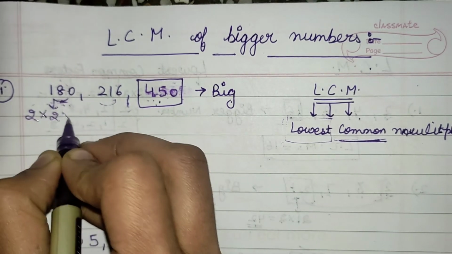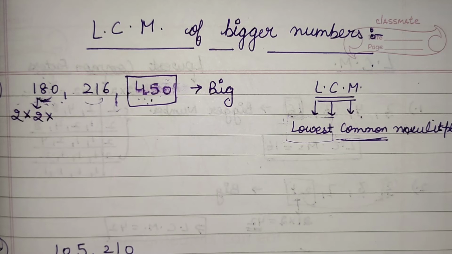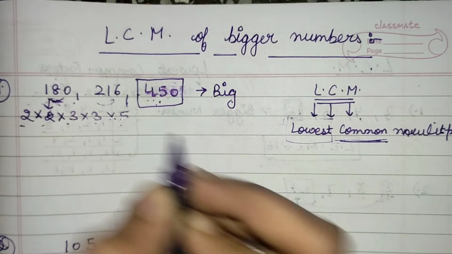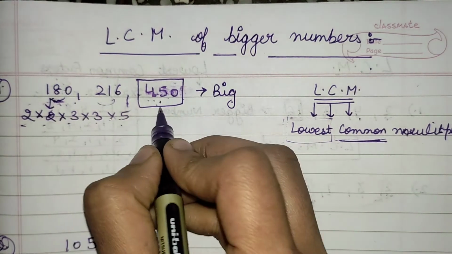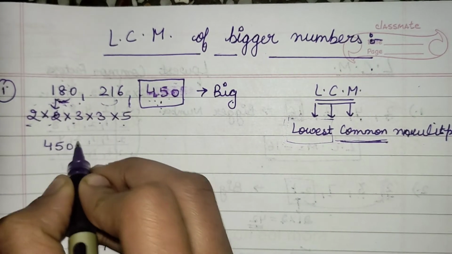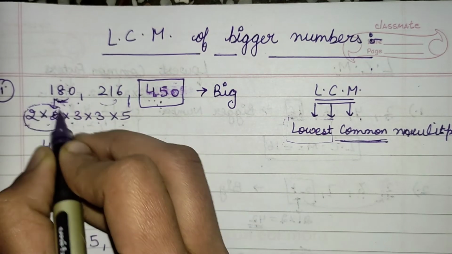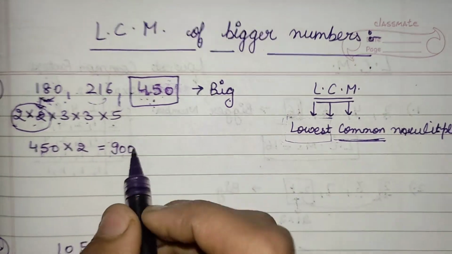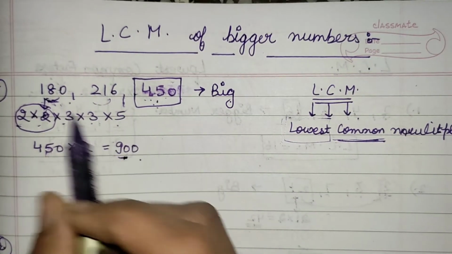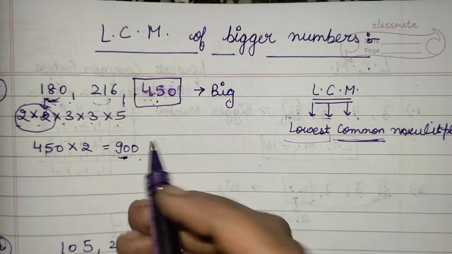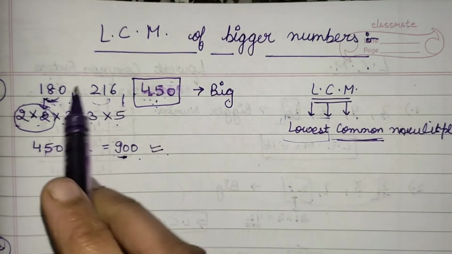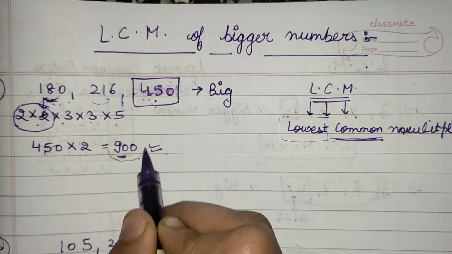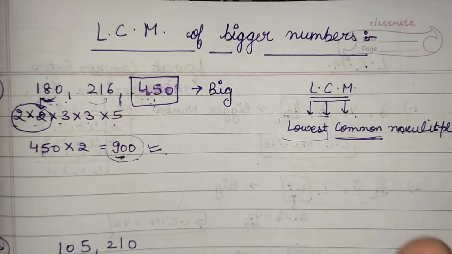Then what we do is write down the factors of the number. So the factors will be 2 into 2 into 3 into 3 into 5. Right? So first I will multiply 450 by 2, the smallest factor. What I will get is 900. Then we check whether 900 is divisible by this number or not. So yes, 900 is divisible by 180. So now I will imagine that my LCM is 900.